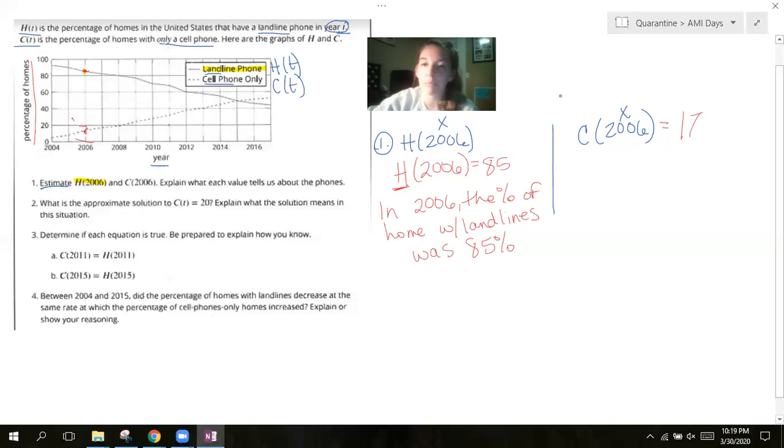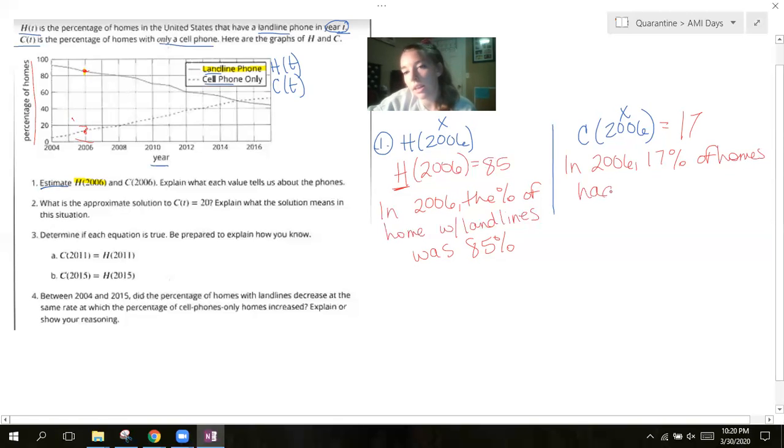So again, we have to explain. Just like in the other one, in 2006, 17% of homes had cell phones. All right, so that is how you do number 1.